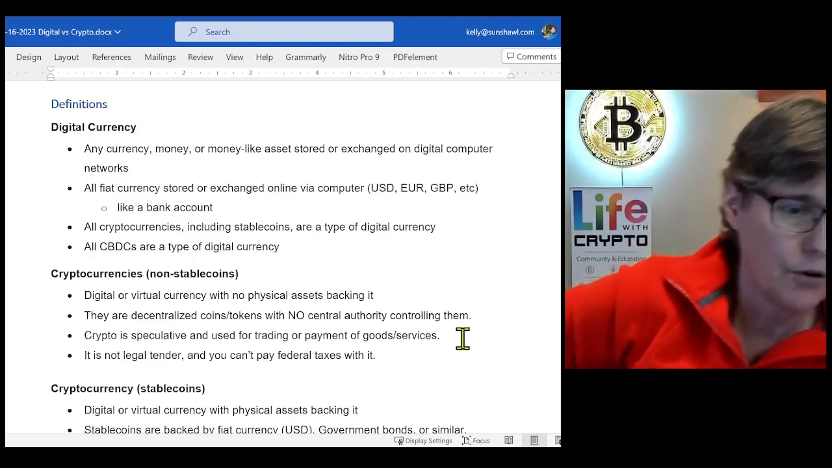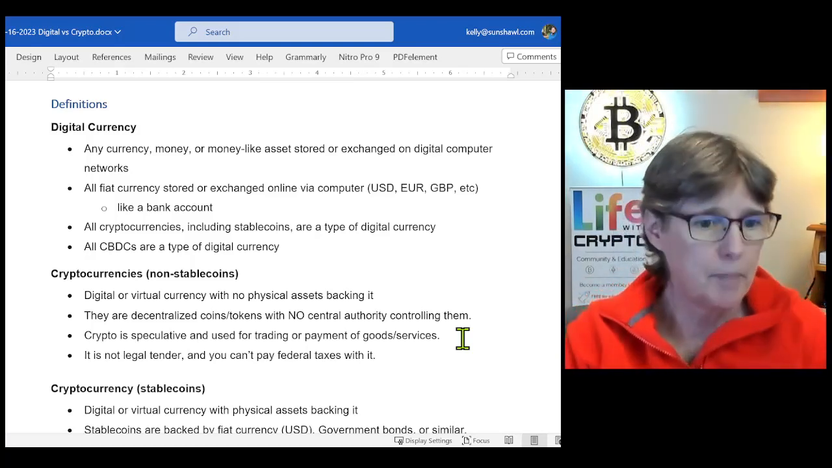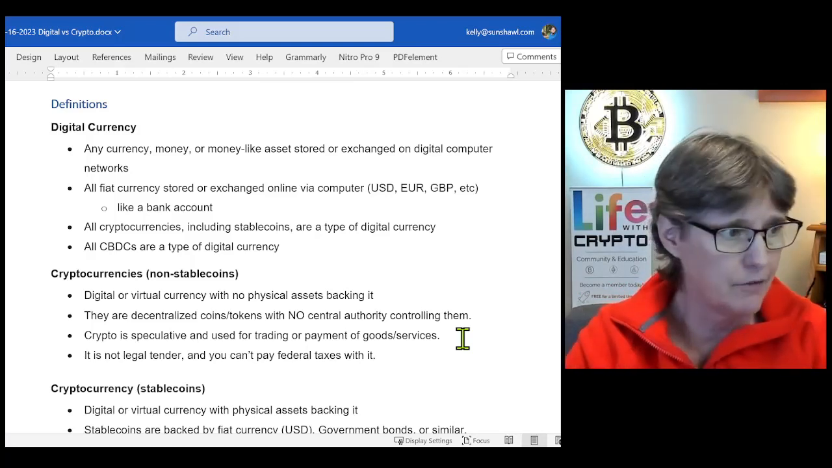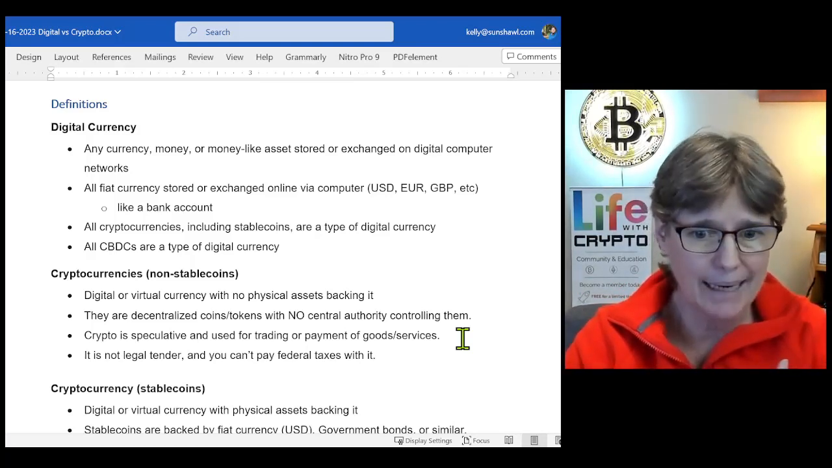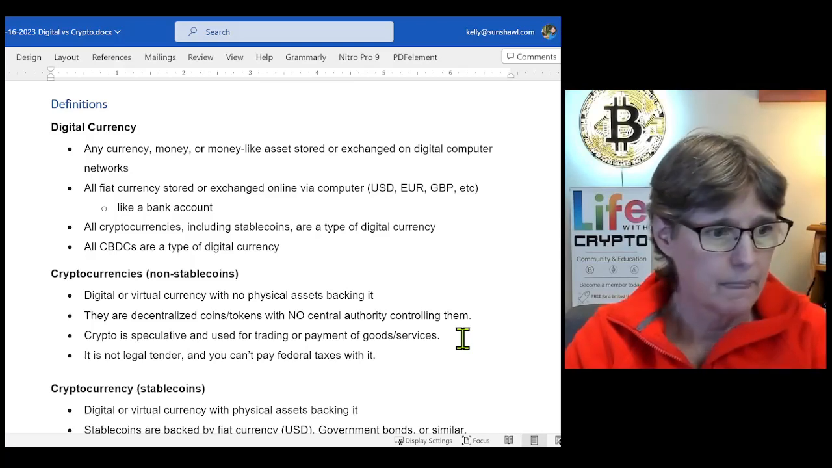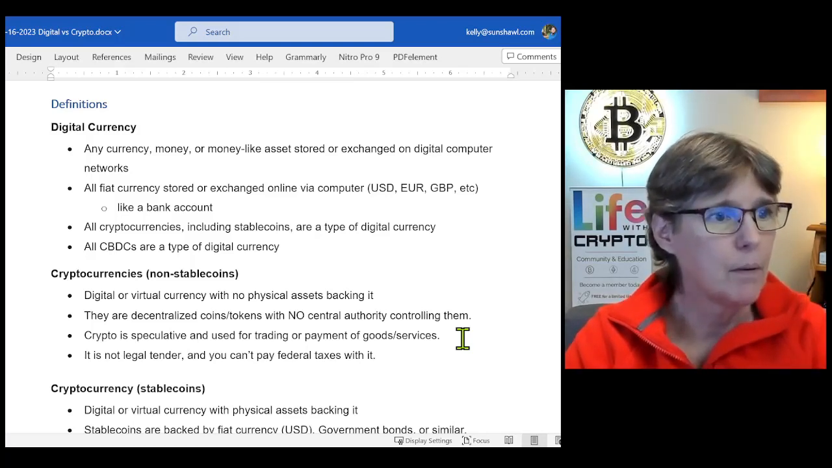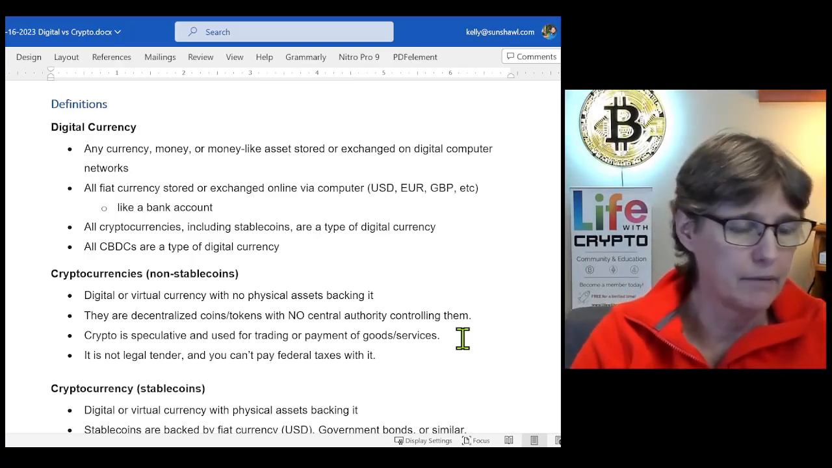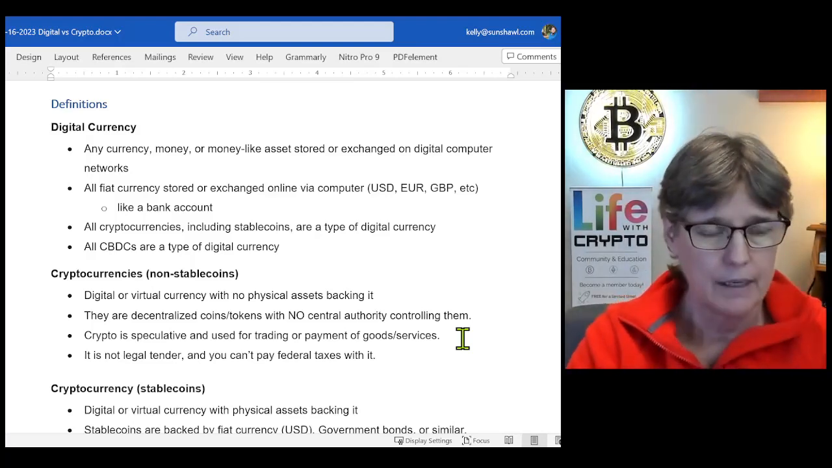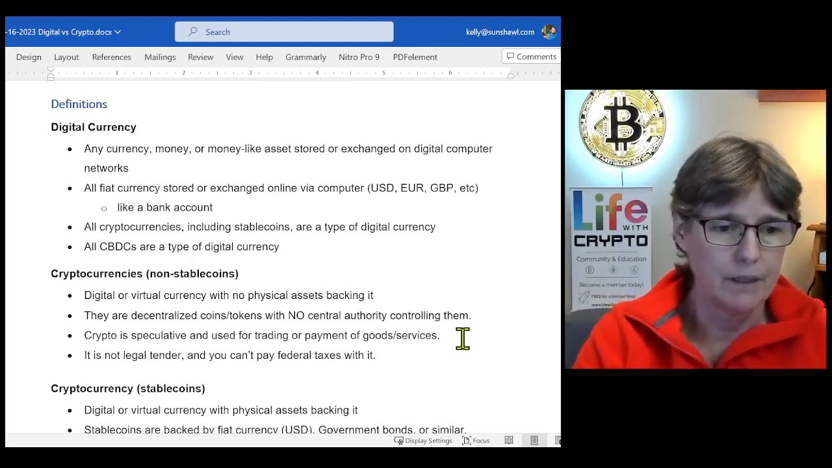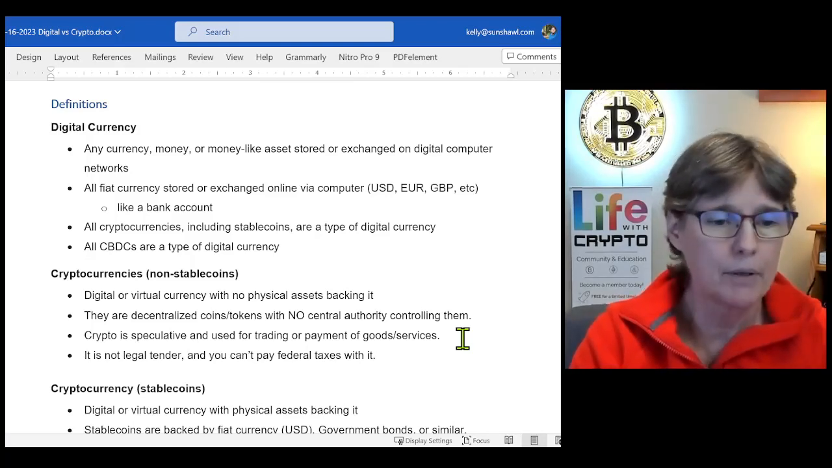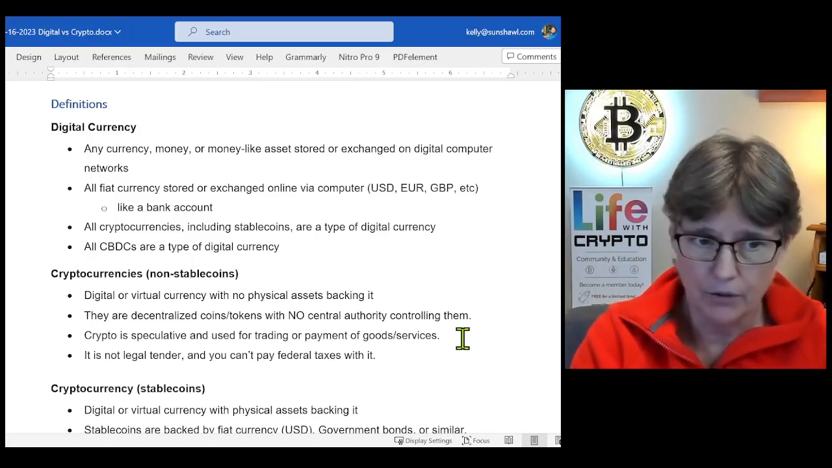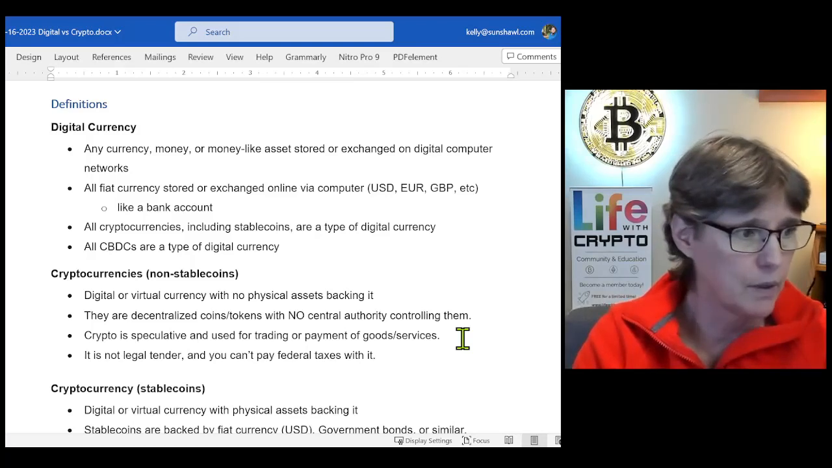So as I was saying, cryptocurrency is speculative and is used for trading, and it's used for payment of goods and services. And we call it speculative because there is nothing backing cryptocurrencies. There's no company that has earnings backing it, and that's why we call it speculative. What causes the movement of crypto is everybody buying and selling it, because there's really nothing driving it up or down other than people wanting to own it. So it's speculative. Cryptocurrency is not legal tender, and you can't use it to pay federal taxes.